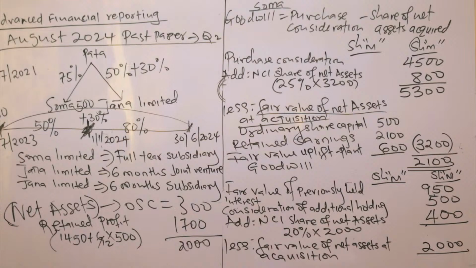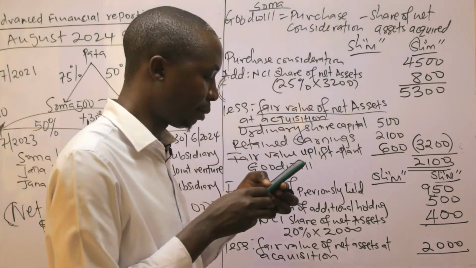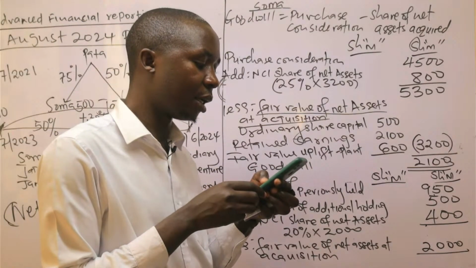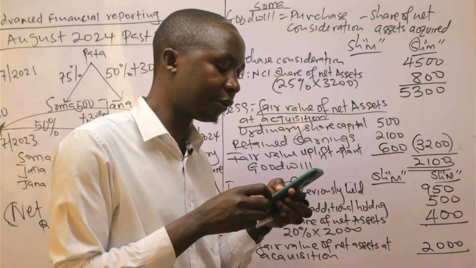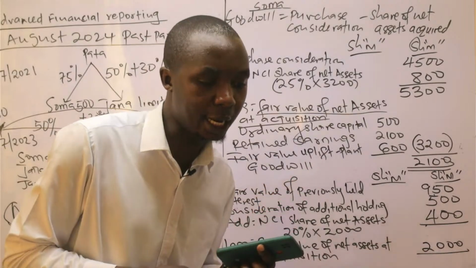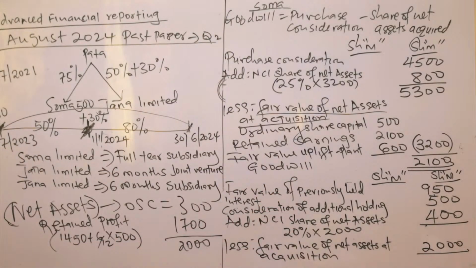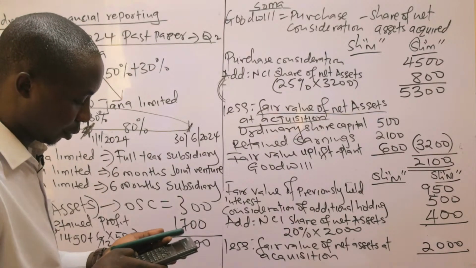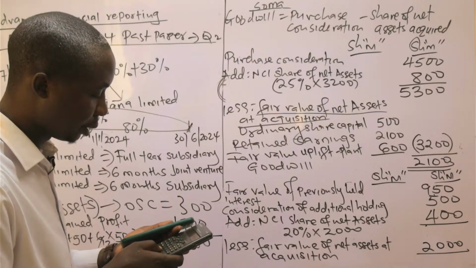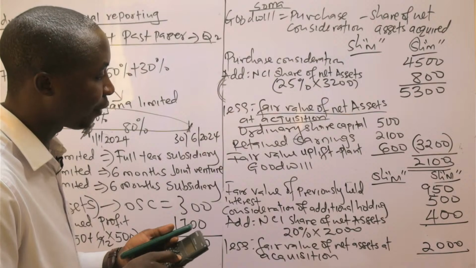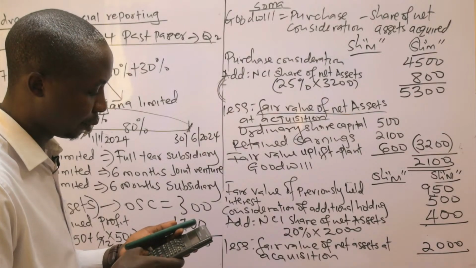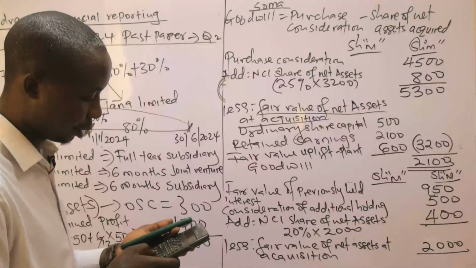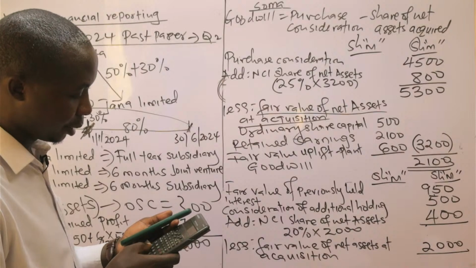The fair value of the initial investment was provided under additional information number 3. The fair value of the original investment in China Limited as at 1st January 2024 was 950. So we don't have to use the consideration provided directly, but we have to determine it at fair value. Kindly remember that.